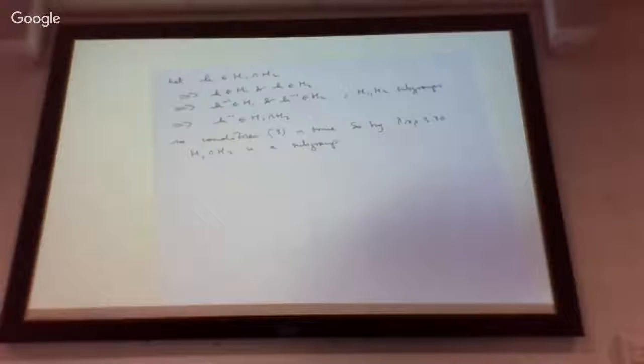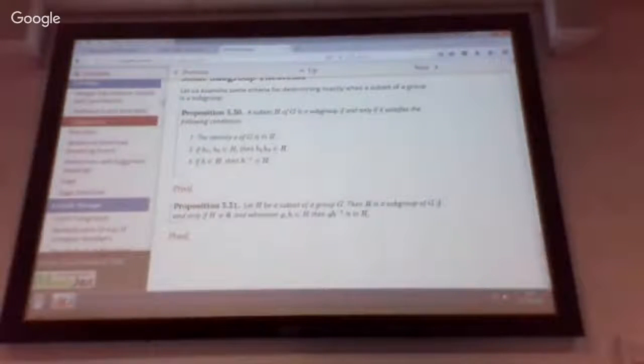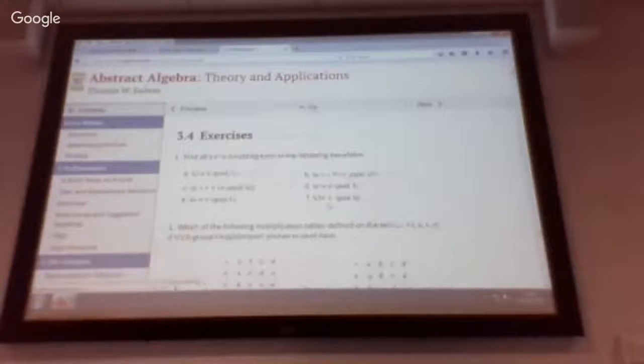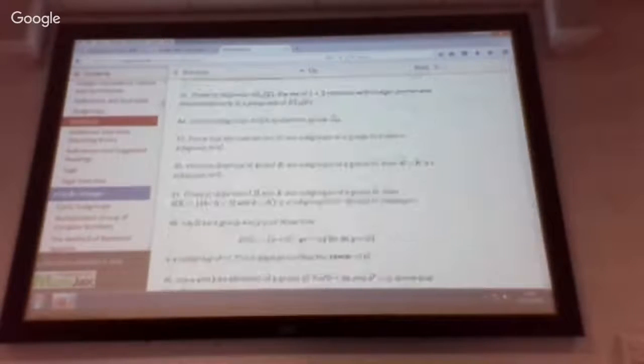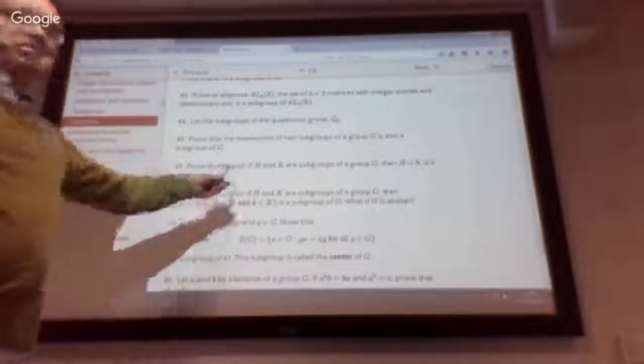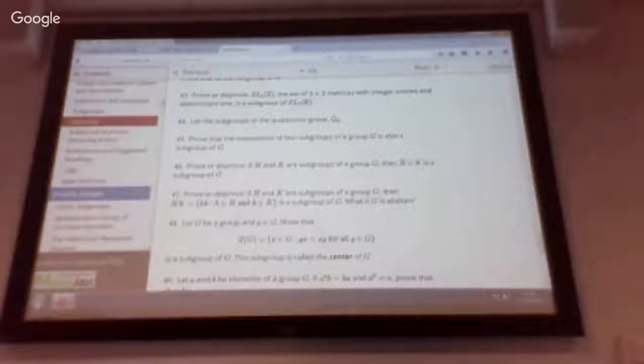That was 45. Of course, 46 is a natural thing to think about after we've been talking about intersections. Question 46 immediately springs to mind: is the same thing true for unions? Question 46, prove or disprove. You can see the implication here is that maybe it's not true. Prove or disprove: if H and K are two subgroups of a group G, then the union is also a subgroup.